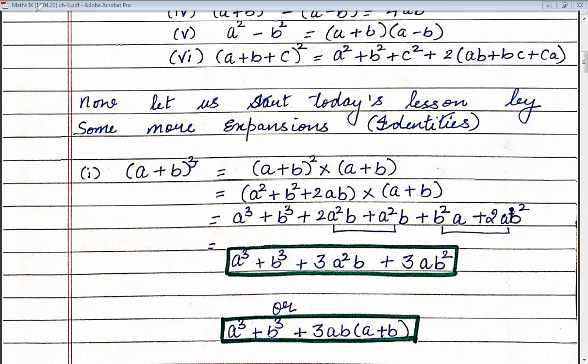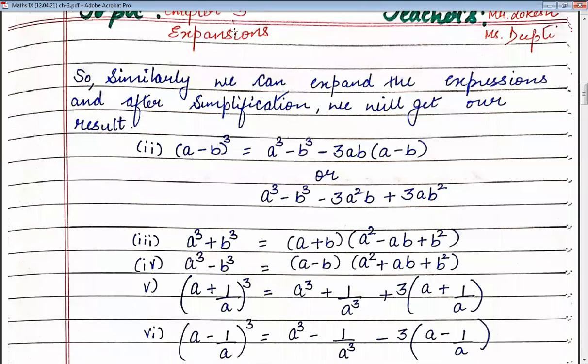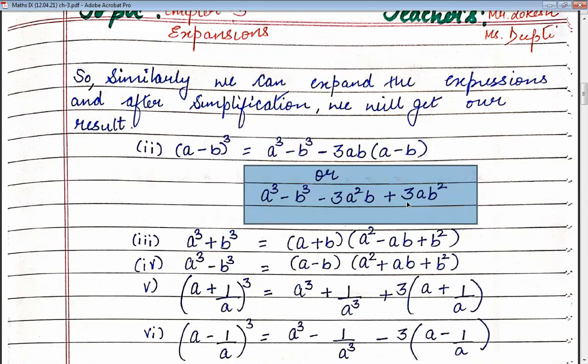Now let's move on to our next expansion, that is (a minus b) whole cube. Children, if you apply the same rule to expand (a minus b) whole cube, you will get this as an answer: a cube minus b cube minus 3ab times (a minus b). Or if you multiply minus 3ab into the bracket, you will get a cube minus b cube minus 3a square b plus 3 times ab square. Is it clear children? So these two identities are there.